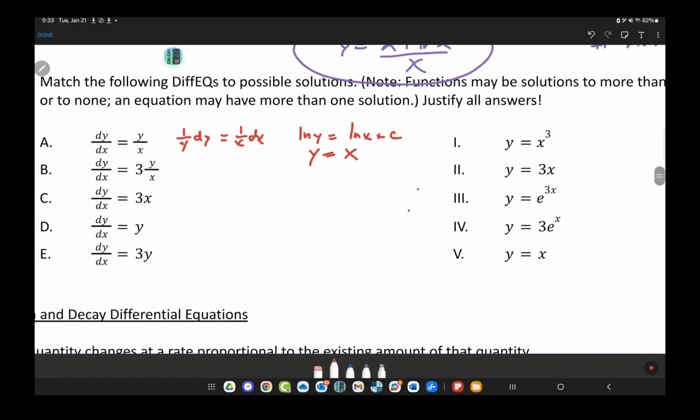Don't we get x plus c, or e to the same? Well, no, because if you do e on both sides... What about c? It's not really relevant because c could be 0. So in all these, c is basically 0. So which one does this look like? B. Okay.